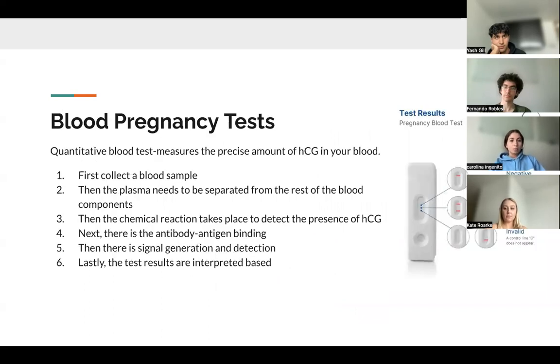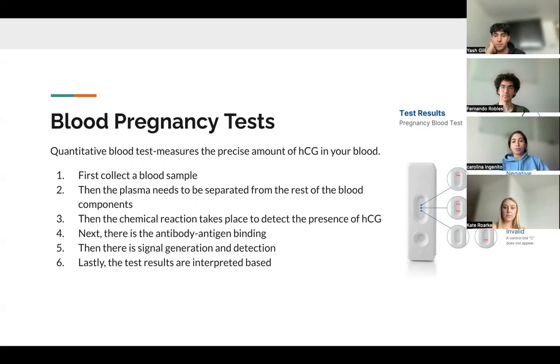And then the blood pregnancy test option is a quantitative blood test that measures the precise amount of HCG in your blood. So we can find even tiny amounts of HCG, making it very accurate. This way, women can know if they are pregnant before they miss their period.